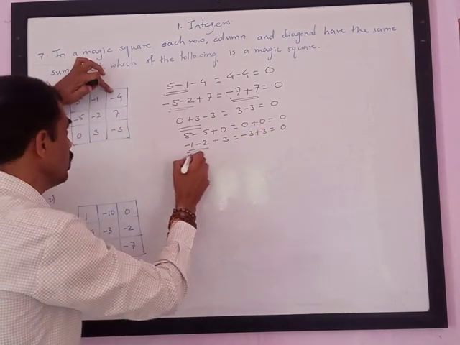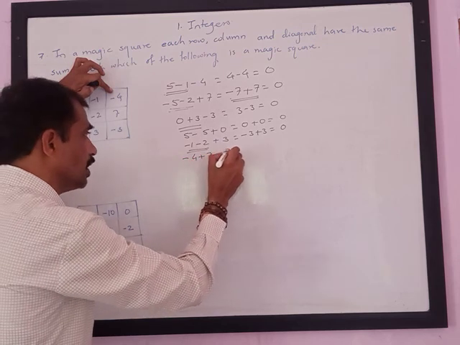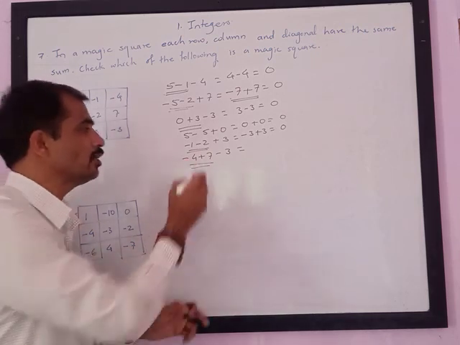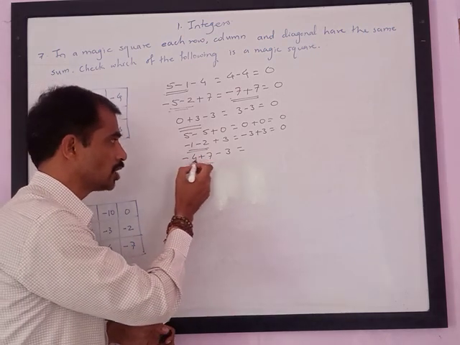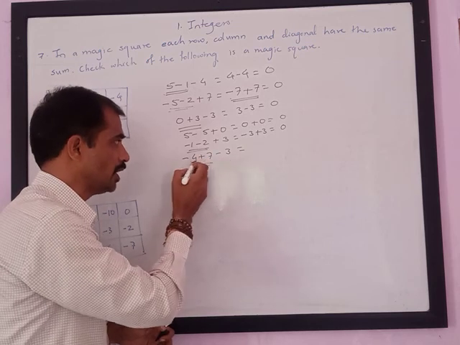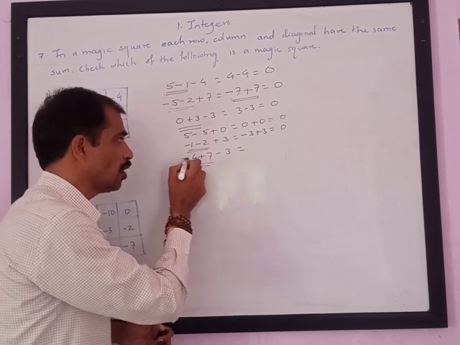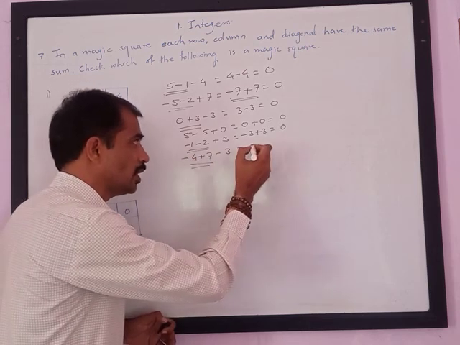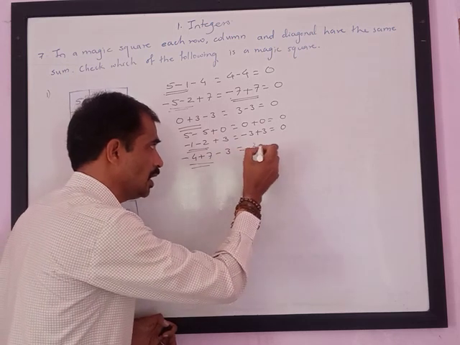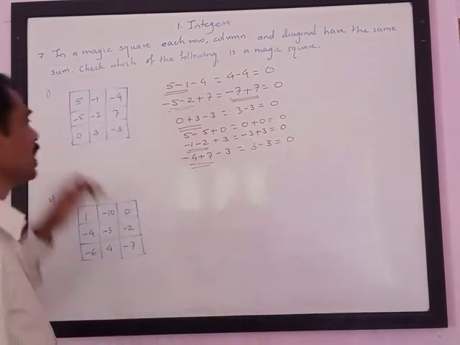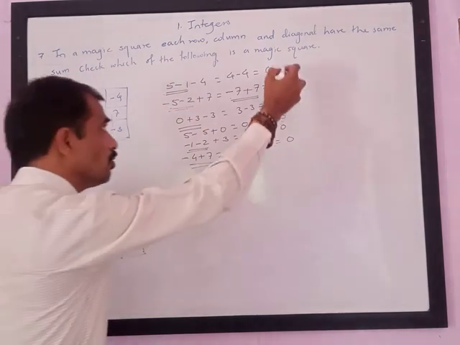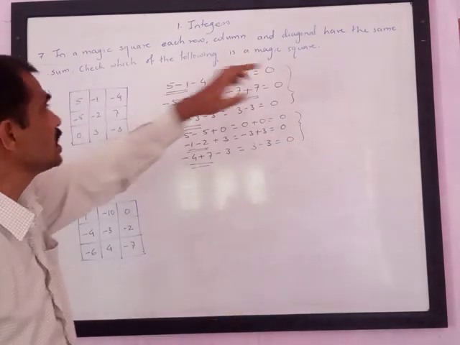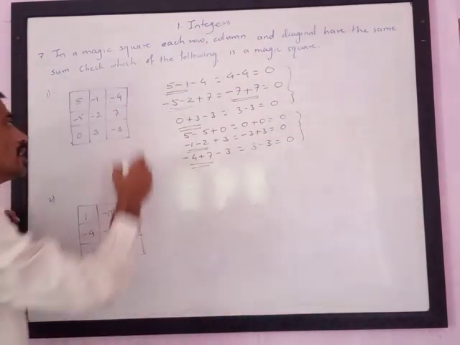Then negative 4 plus 7 minus 3. Here the first two have opposite signs, so we have to do the subtraction of the magnitudes and give the sign of the bigger magnitude integer. So 7 minus 4 is 3, and the sign of the bigger magnitude is plus. So 3 minus 3 again is equal to 0. Please note we have got the sum of all the rows and the sum of all the columns as 0. We have got the same sum. But let us check whether the diagonals are also the same.